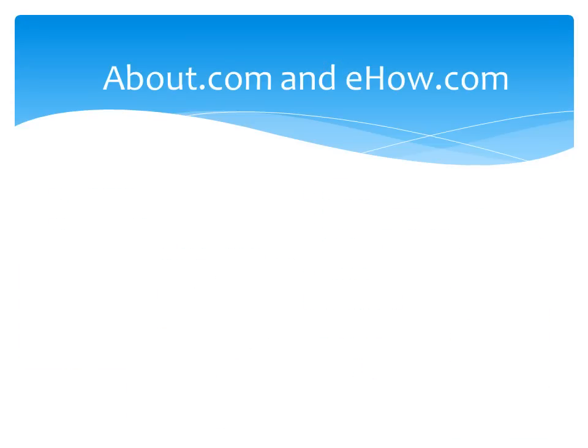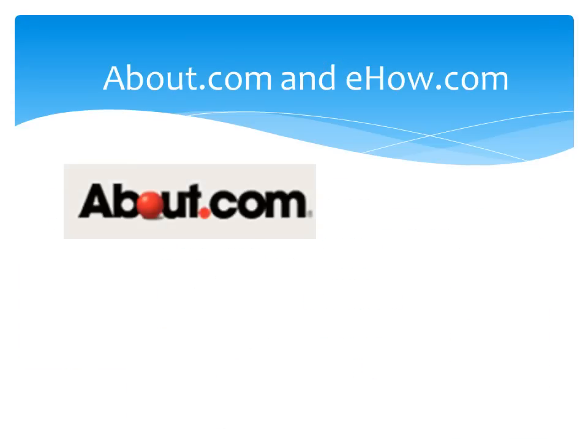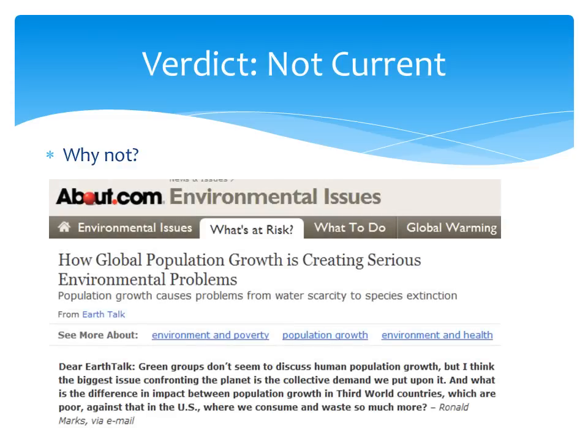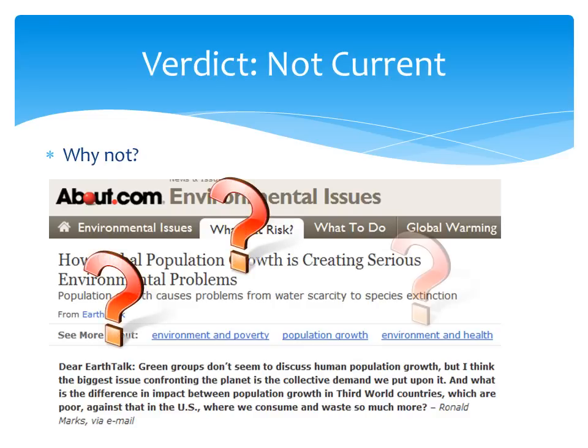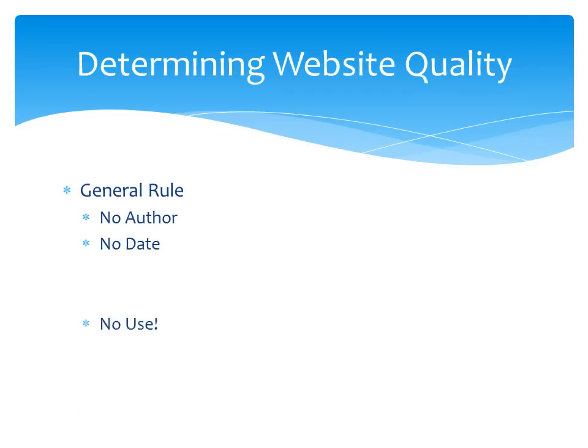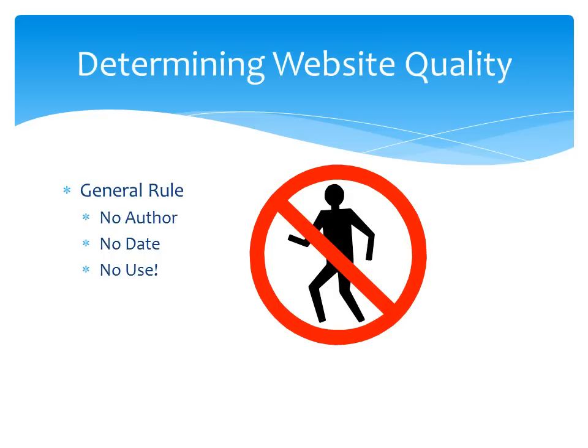I want to briefly mention two websites that tend to show up a lot in student speeches, about.com and ehow.com. The verdict on about.com and ehow.com is that they are not current websites. Why not? Well, take a look at this website. Do you notice anything? There's no date. How would you possibly know if this article on an environmental issue is up to date or not? You wouldn't. As a general rule, if there's no author and there's no date, it's of no use to you.